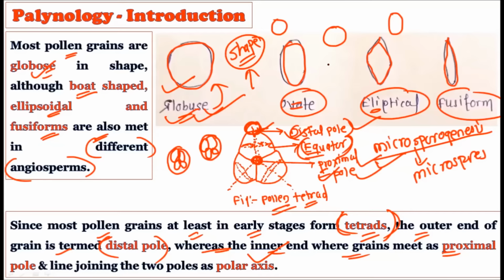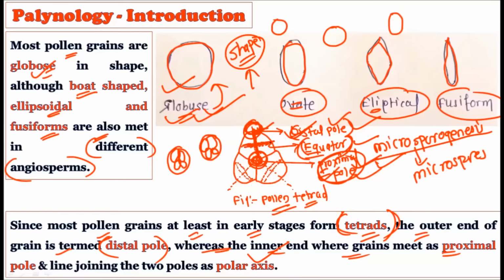Whenever you describe the morphology of the pollen grain or the tetrad, you should use the terms distal pole, proximal pole, equator and polar axis, because these are the important structures present in the pollen tetrad. Morphologically, in the pollen tetrad, the distal pole is present at the outer end, while at the inner end you will find the proximal pole, and the line joining these two poles is called the polar axis.